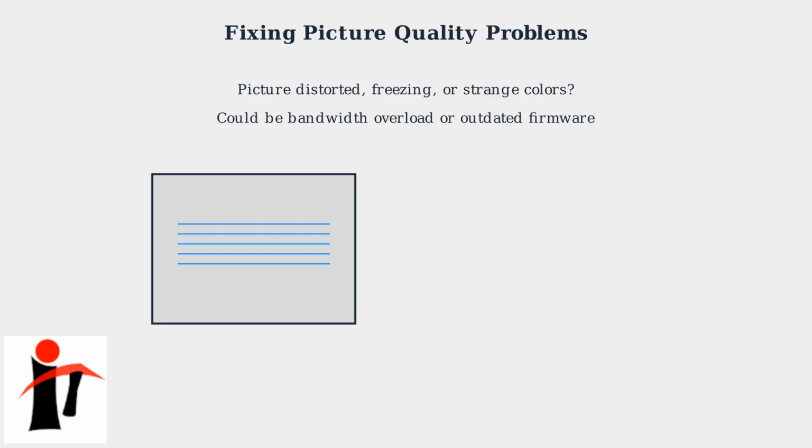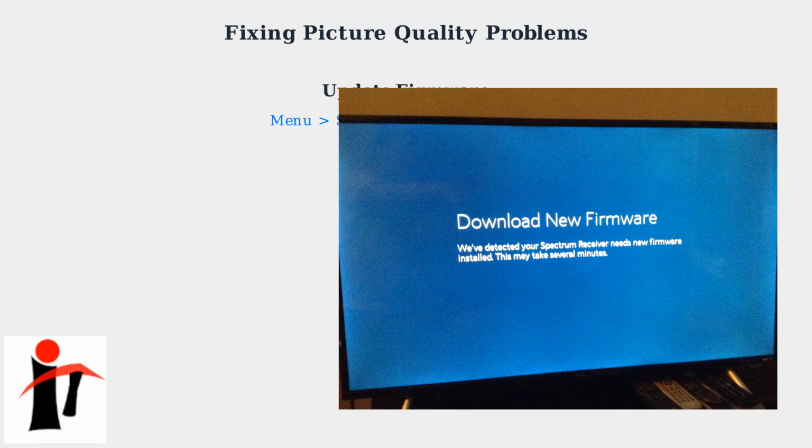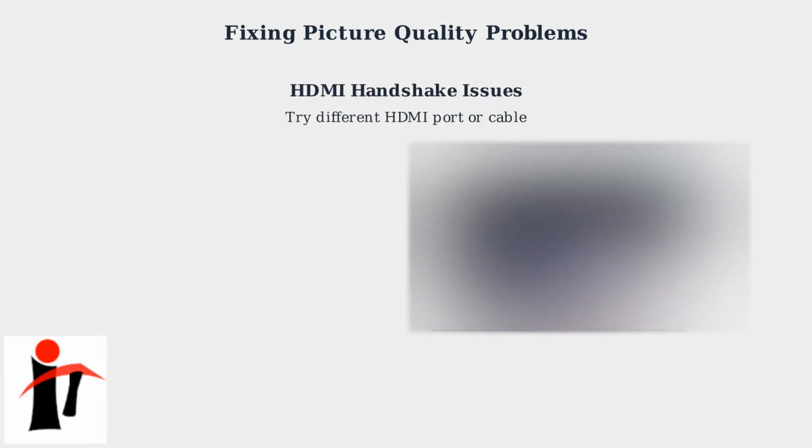bandwidth overload or outdated firmware. Ensure your Spectrum box has the latest firmware by going to Menu, Settings, Software Update on your remote. For HDMI handshake failures causing picture issues, try a different HDMI port on your TV or a different HDMI cable.